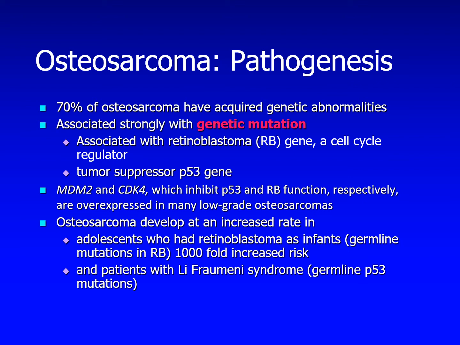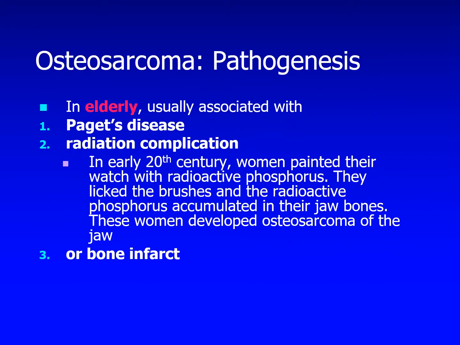Osteosarcoma develops at an increased rate in adolescents who had retinoblastoma as infants. They have a 1,000-fold increased risk to develop osteosarcoma, and patients with Li-Fraumeni syndrome also have an increased rate to develop osteosarcoma. In the elderly age group, osteosarcoma is usually associated with Paget's disease, radiation complications, or bone infarct.